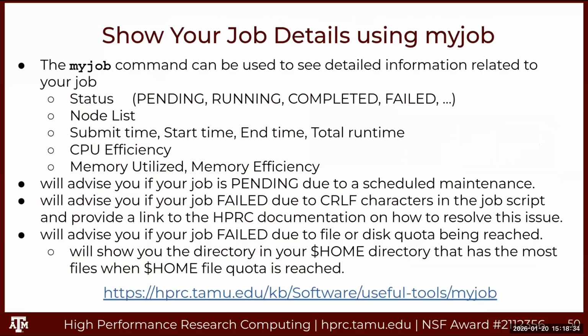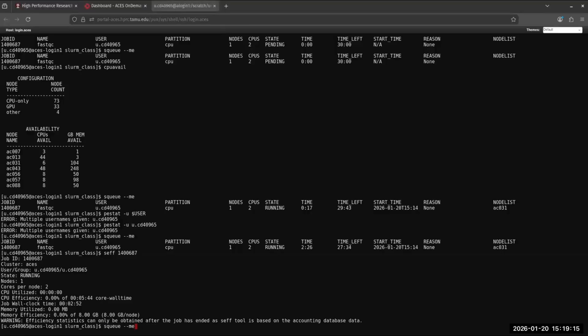So basically, my job will show you a lot more information. Some of this information is taken from the SEFF command. And then there's other information, including if your job failed, it can show some debug messages. It'll let you know if your job is pending due to a scheduled maintenance. And I'll go over scheduled maintenance in a little bit. And then it'll also let you know if you reach disk quotas or file quotas. So let's just see if my job's still running.